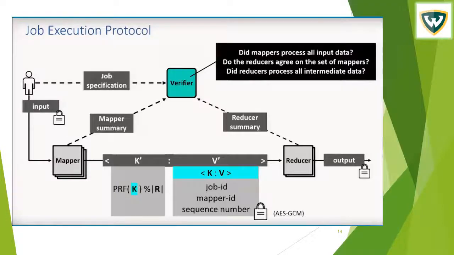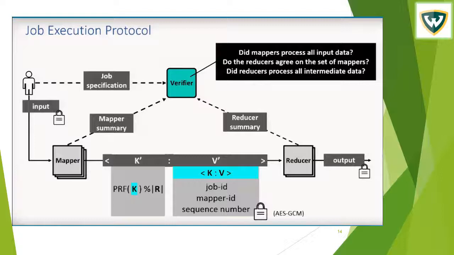This slide visualizes the job execution protocol. As we can see, the verifier module needs to answer these 3 questions. Did the mappers process all input data? Do the reducers agree on the set of mappers? Did the reducers process all intermediate data? Basically, by using that FR and FM, and the job specification that the verifier receives from the user, it can verify the execution integrity of the job.